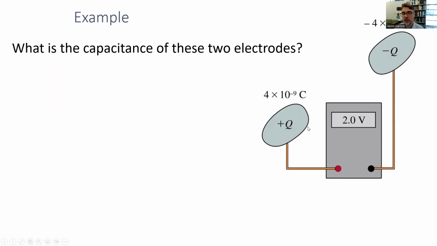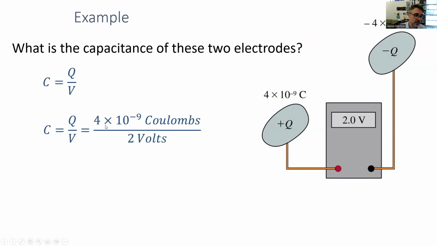So let's do a quick example. What is the capacitance of these two electrodes? You can see they're both charged to a charge of plus and minus 4 times 10 to the minus 9 coulombs. That's a typical kind of charge. And it's doing this with a 2-volt power supply. So basically, capacitance is just Q over V. So that's 4 times 10 to the minus 9 coulombs divided by 2 volts. So 4 over 2 is just 2. 2 times 10 to the minus 9. And the SI unit is farads. And we call that 2 nanofarads.